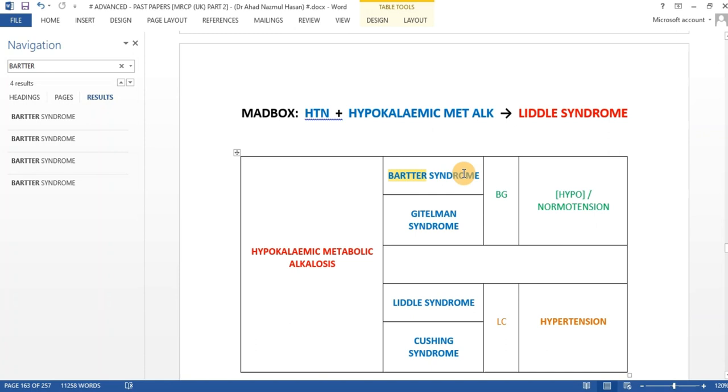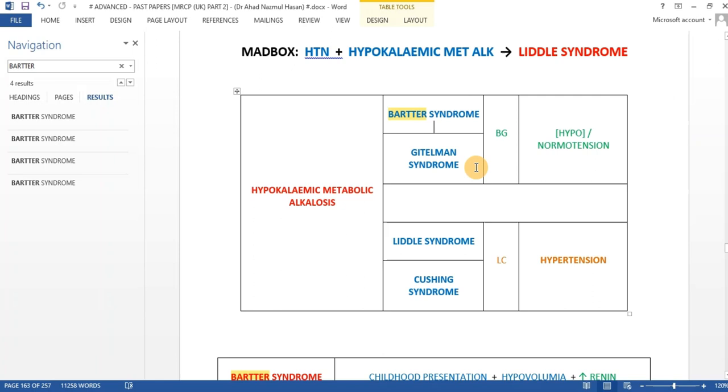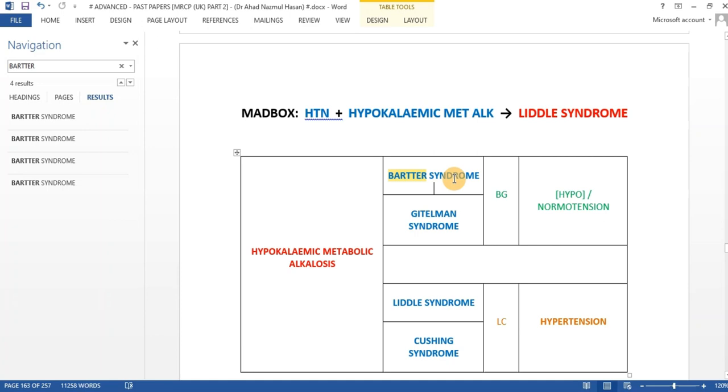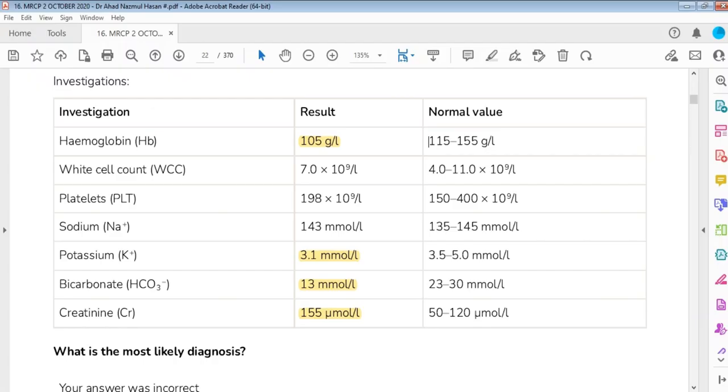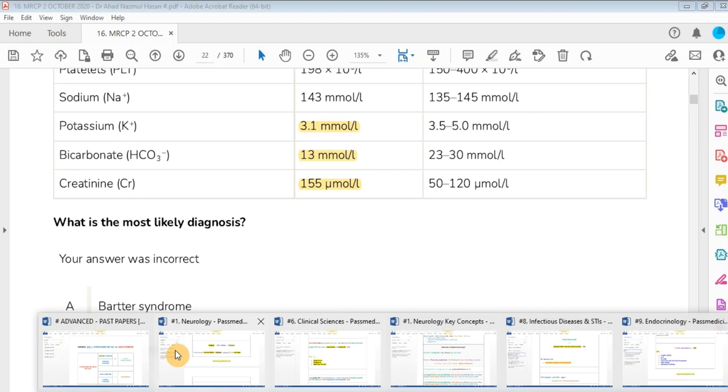So hypokalemic metabolic alkalosis has these four differential diagnoses. Bartter syndrome and Gitelman syndrome will have normotension, and Liddle syndrome and Cushing syndrome will have hypertension. So hypokalemic metabolic alkalosis plus normotension points towards either Bartter syndrome or Gitelman syndrome. But in our question here, the patient had metabolic acidosis, so it cannot be Bartter syndrome. So how to differentiate between Bartter syndrome and Gitelman syndrome?